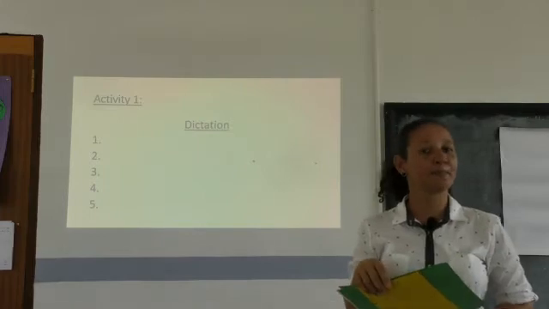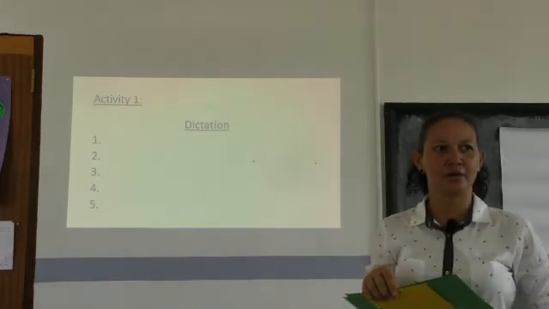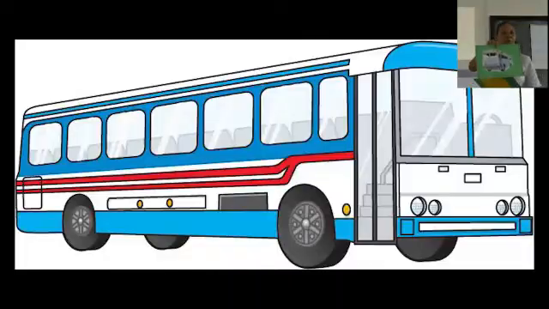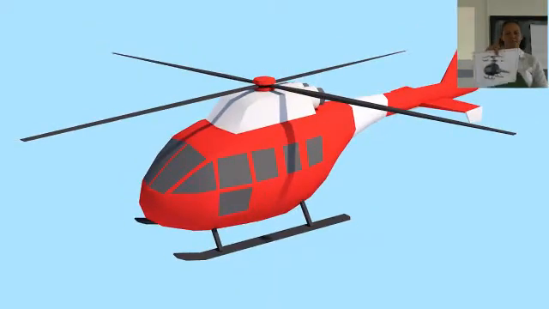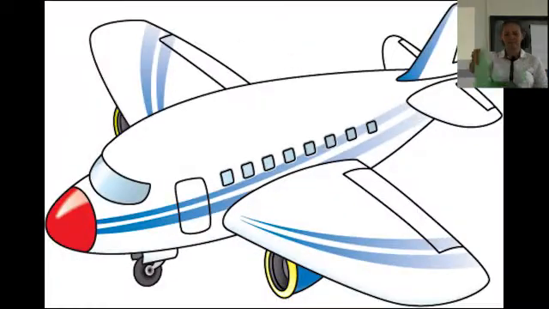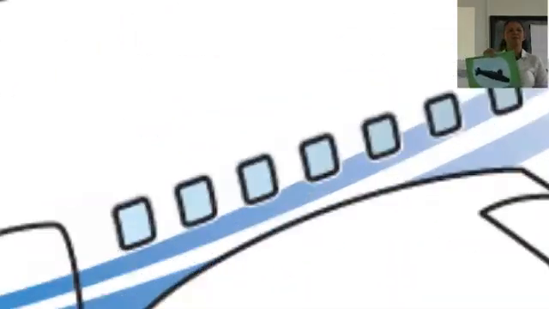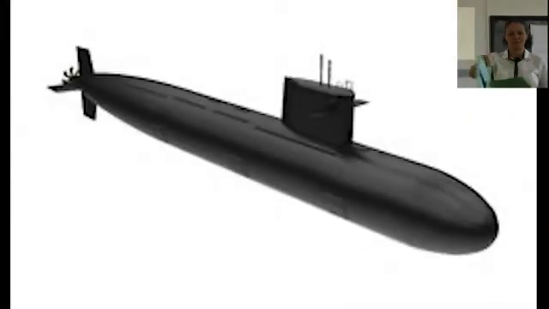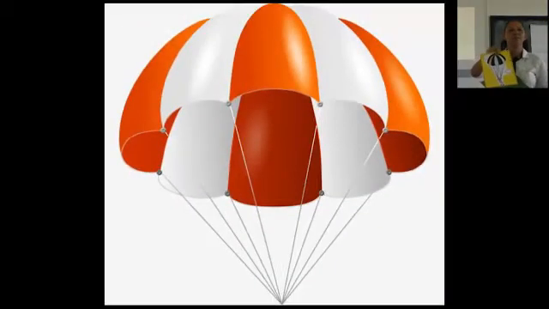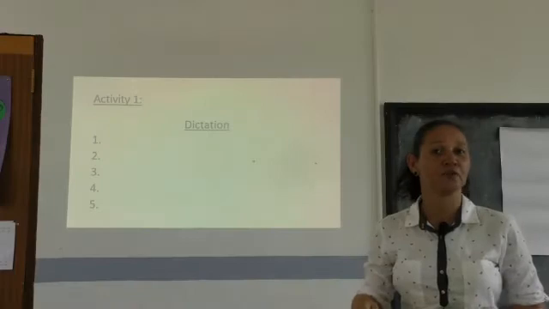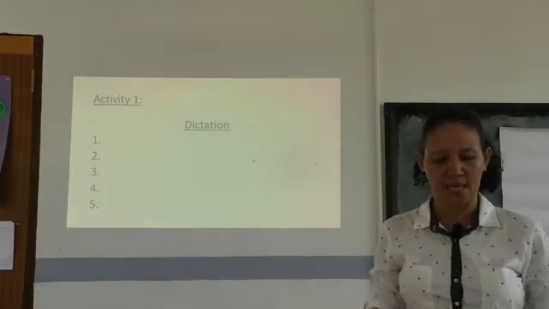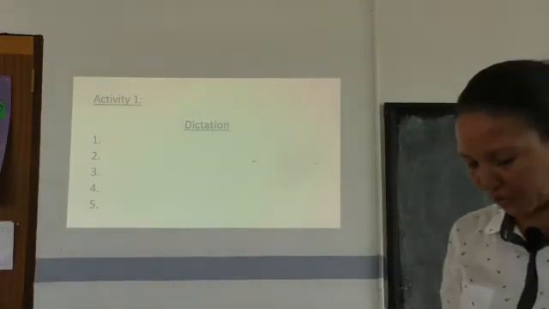Now, I will show you the pictures again. Check your answers. Number 1, bus. Number 2, helicopter. Number 3, aeroplane. Number 4, submarine. And number 5, parachute. I'm sure that you've got all the words correct. Now we are going to do the corrections together.